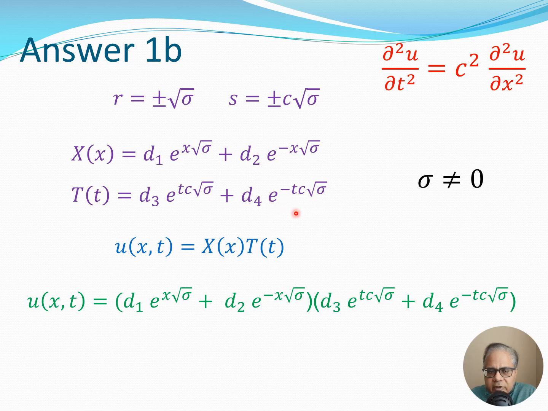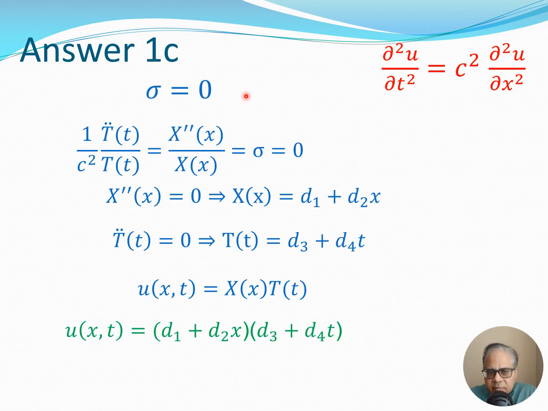And then I immediately invoke the equation u(x,t) is X(x) T(t), and I get this equation here, which I have given in green, which is the general solution of this partial differential equation provided sigma is not equal to 0. Now that is a special case which I am going to look at in the next slide.